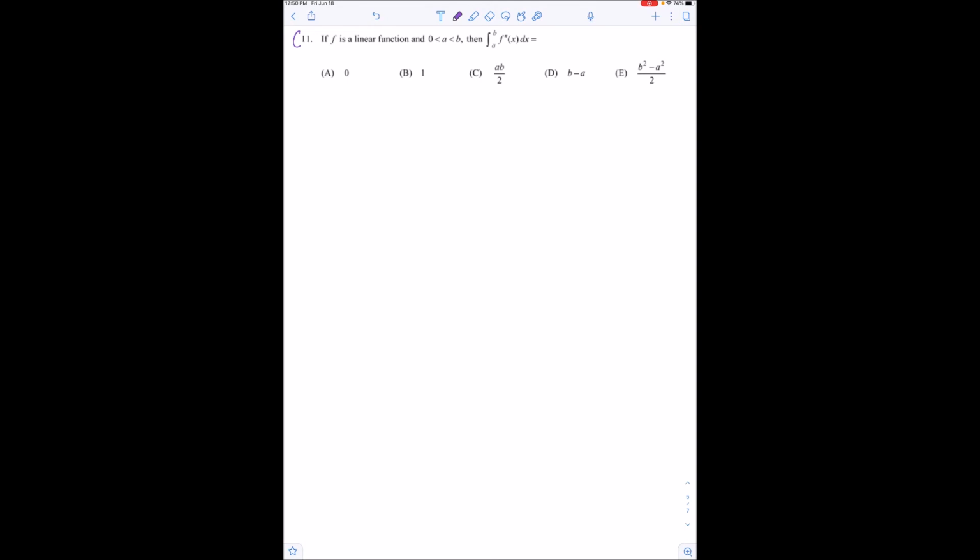If f is a linear function and 0 is less than a is less than b, then find the integral from a to b of f double prime of x dx equals all these choices. So I think the best way is to give an example of this problem, is to give an example of a linear function. A linear function is one where the highest power of the exponent is 1.